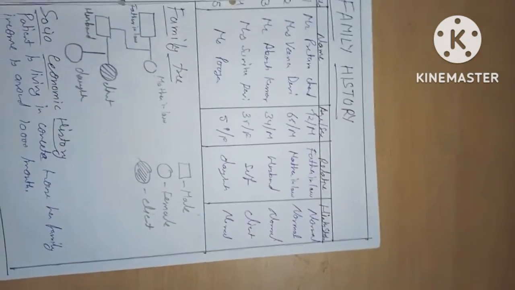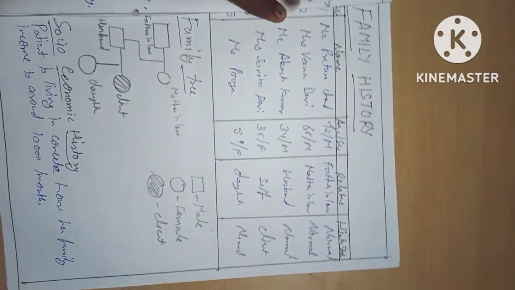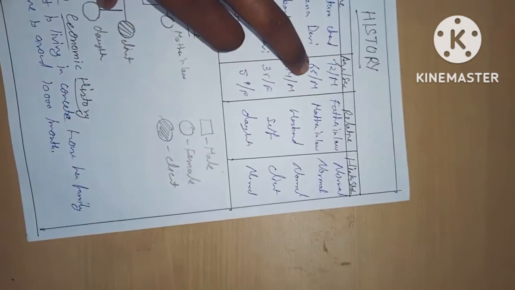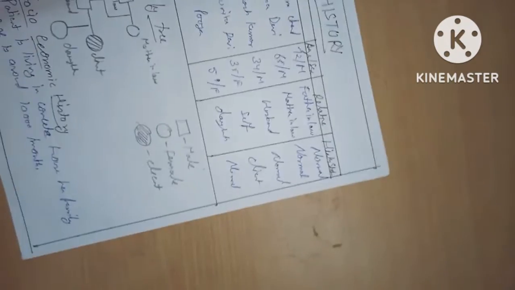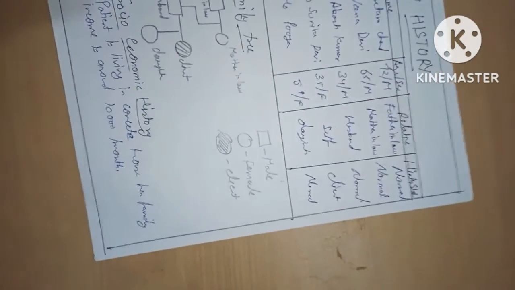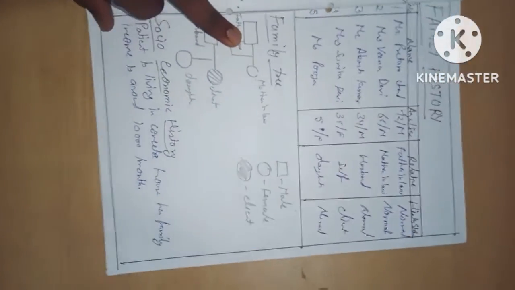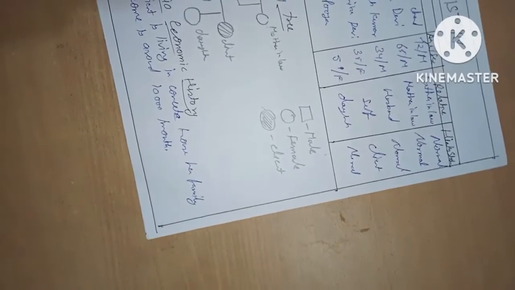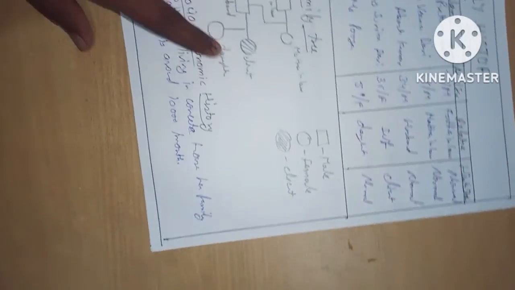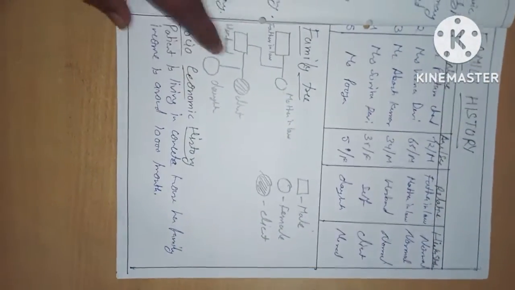Then it comes to family history. It includes serial number, name, age, sex, relation to patient, and health status. These are the family members, family history. Then next comes the family tree. Family tree we have to make like this.